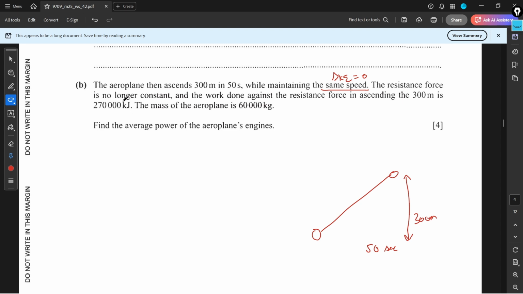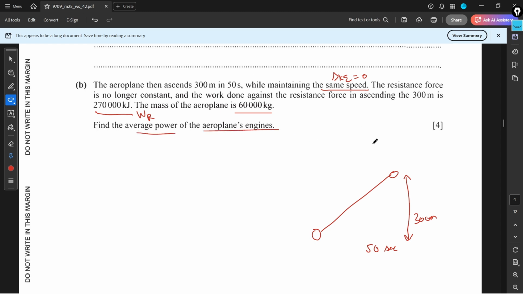The resistive force is no longer constant, and the work done against this resistive force in this motion is going to be this many joules. So even the work done because of the resistive force is given to us in this entire motion, and the mass of the airplane is also given to us. We are asked to find out the average power of the airplane's engine.